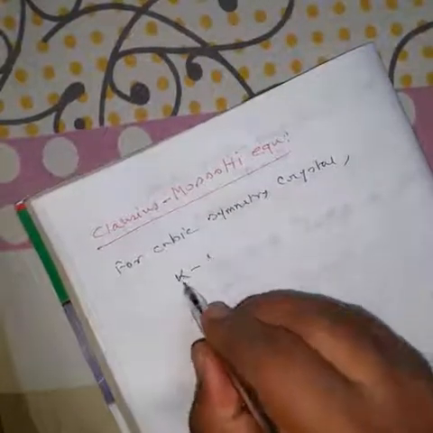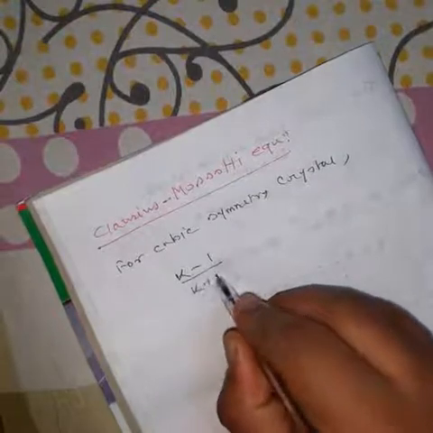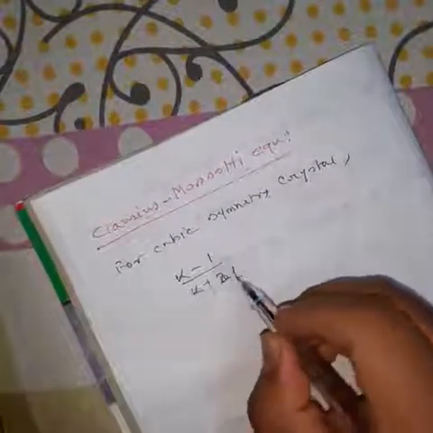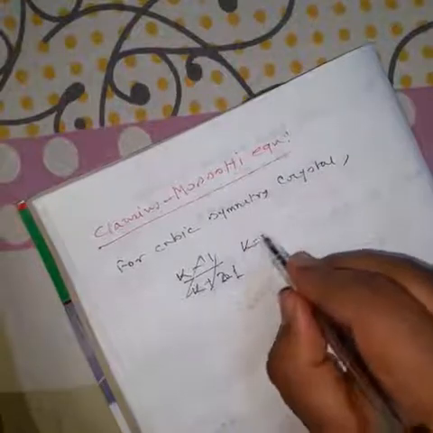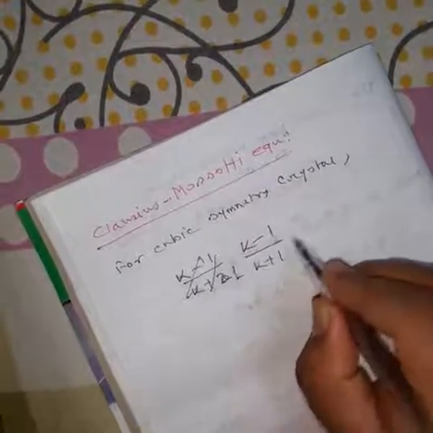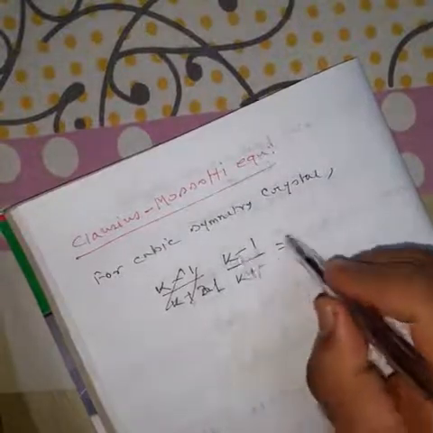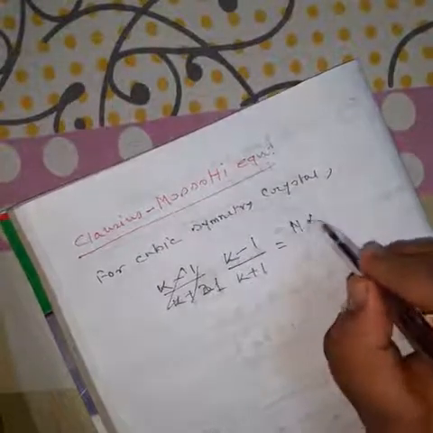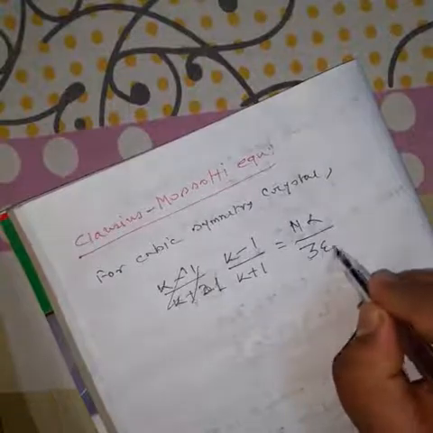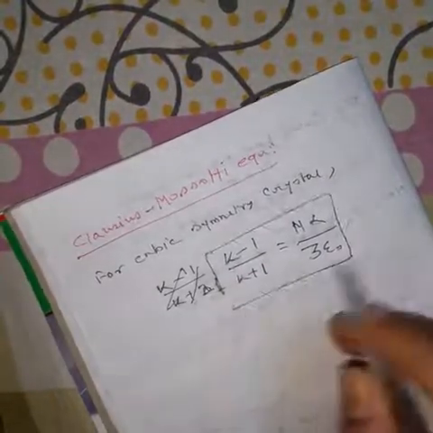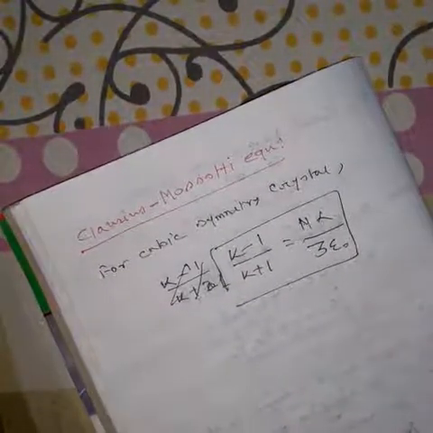So I can write k minus 1 by k plus 1, where k is the dielectric constant. This is equal to n alpha by 3 epsilon 0. You only have to remember this. That is all we have.